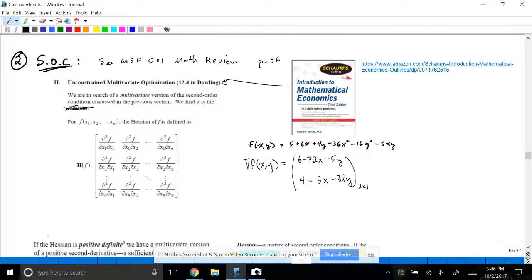Hessian? I don't know, I'm going to call it a Hessian because that's the word I like to use. Right. So here we have a Hessian.